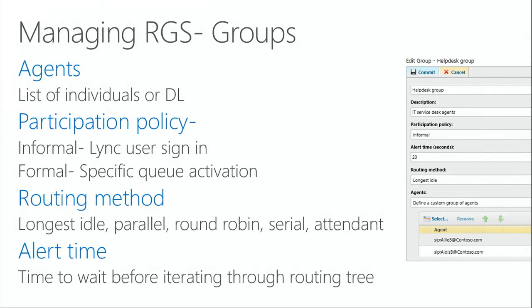First thing you want to do is set up your groups. These are your lists of agents, and they can be assigned individually or with distribution lists, so that you have a level of abstraction and people can get added in without having to come back and manage the group later. There are participation policies, whether informal or formal. Informal is, at least in my experience, the application I've seen the most. Users get assigned to groups, you sign into the Lync client, and you're automatically active in that response group, able to receive calls coming off of that queue.